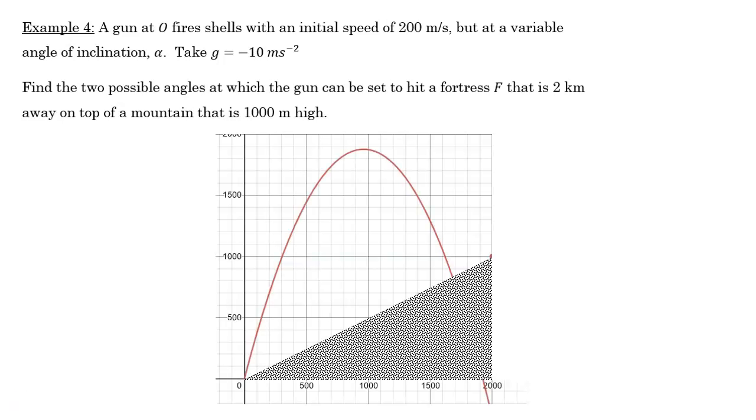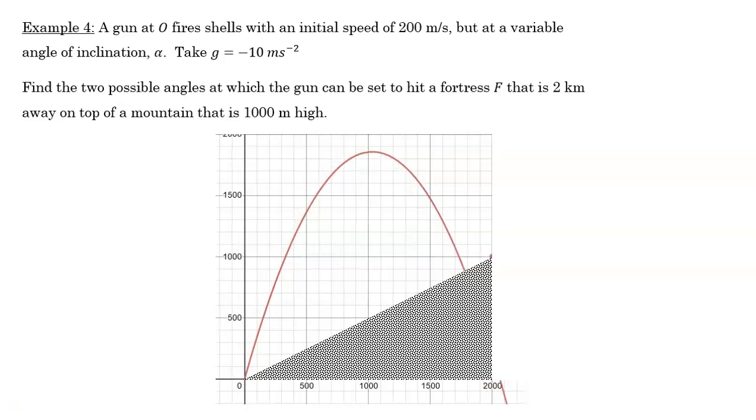We can see a pretty rough sketch here of a mountain that is 2 kilometers wide and 1 kilometer high, or 2,000 meters, 1,000 meters. Essentially, I'm trying to hit the point that has coordinates (2,000, 1,000). I know my initial speed, and I need to find the angle of inclination.